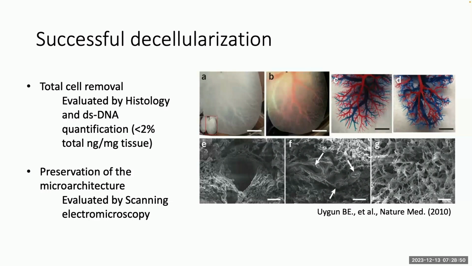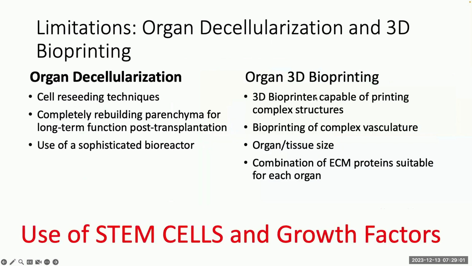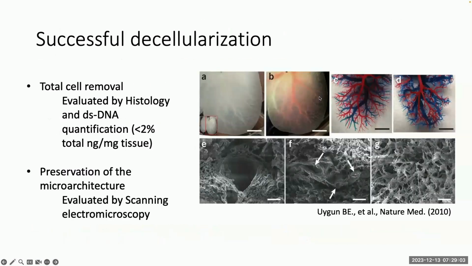Because as you can see in the top panels, this is a liver lobe, and when we decellularize it and we inject some kind of polymers through the vessels, we can see what's left behind. This is from a native one, and this is from a decellularized one, and you can see how very similar they are. So we're really able to preserve that capillarity, which is very difficult to replicate using a 3D bioprinter.